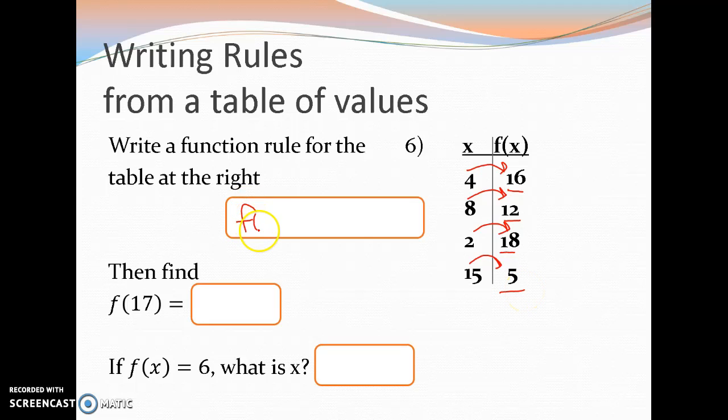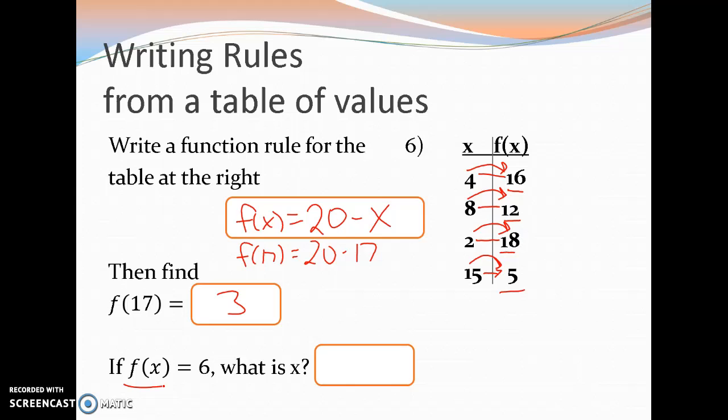So f of x, our equation, is going to be 20, which is how much you give them, minus how much something cost, which is what the x must be. 20 minus 4 is 16. 20 minus 8 is 12. 20 minus 2 is 18. 20 minus 15 is 5. So here's our equation. And if I want to find f of 17, I'm just going to replace the x with a 17. And 20 minus 17 is 3.